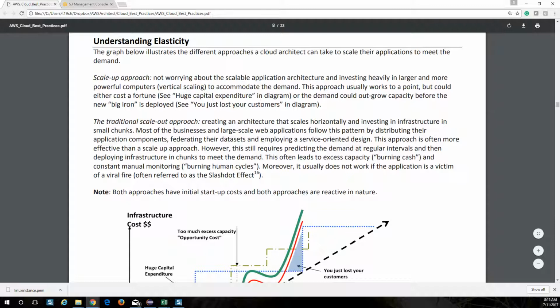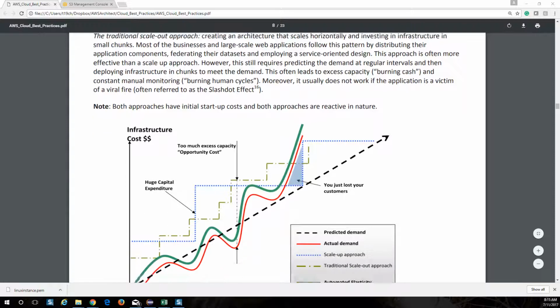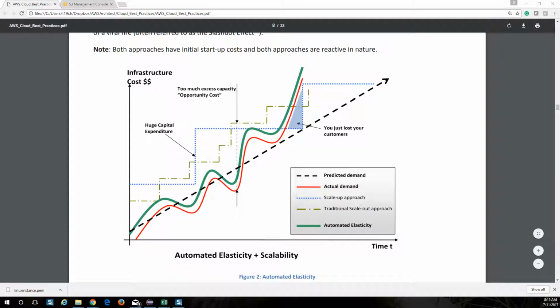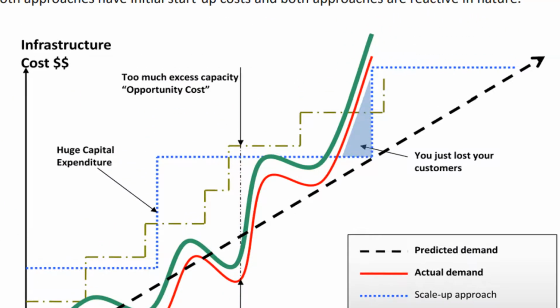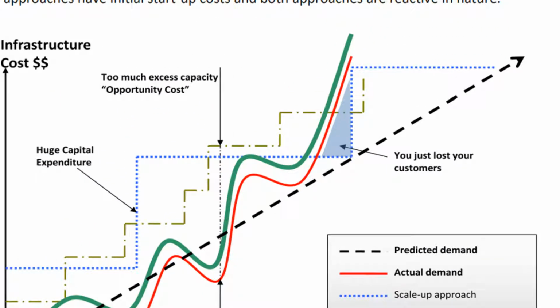Understanding the elasticity. Let's just take a look at this one over here. So pay attention to this diagram. Predicted demand is this. The actual demand always varies. Scale up approach is this. It's going to cost you higher expenditure. Traditional scale out approach was this. And automatic elasticity. So as your load is increasing, your infrastructure is also scaling up. So that's the big benefit of using Amazon. So go ahead and pay attention to this diagram right now.